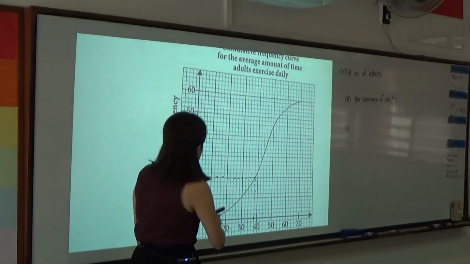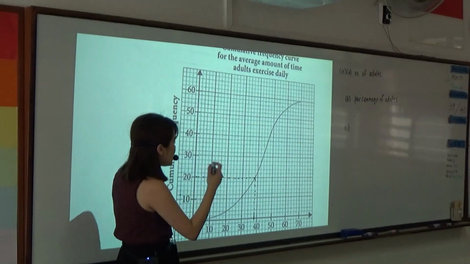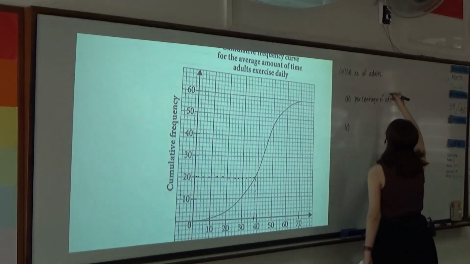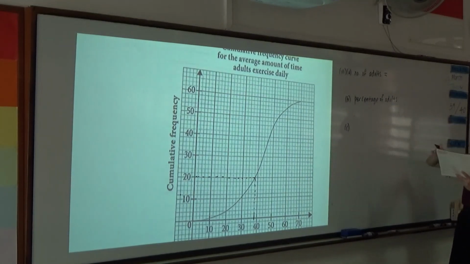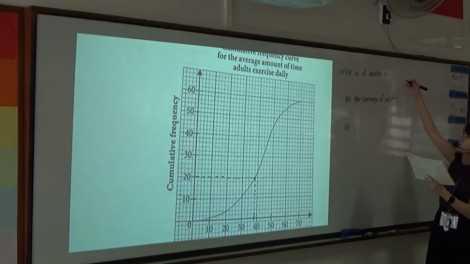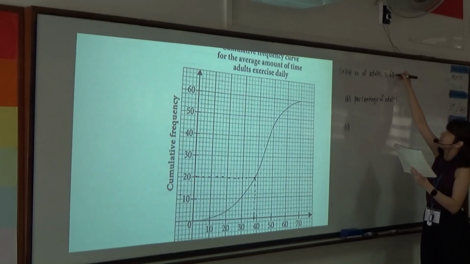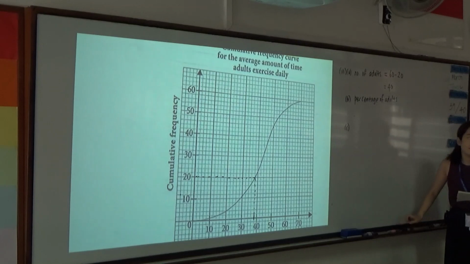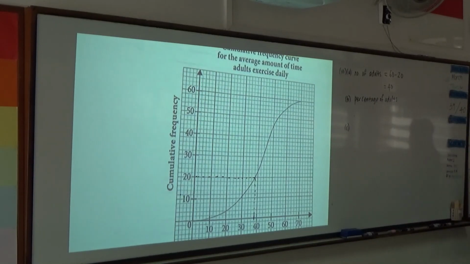Okay, but the thing is that this 20 is for less than or equals to 38. So in order to find more than, I need to take the total number of adults, which is 60, minus away 20, get 40. So there are 40 adults that exercise more than 38 minutes.